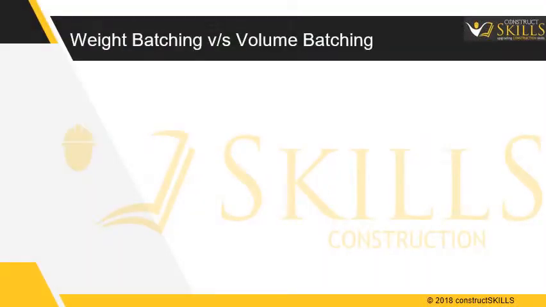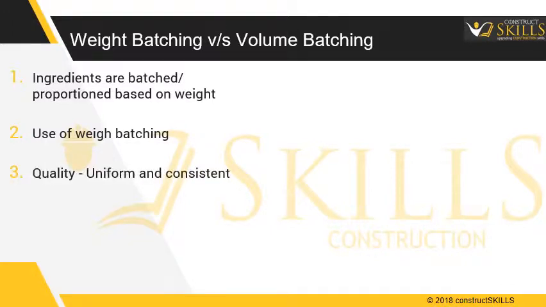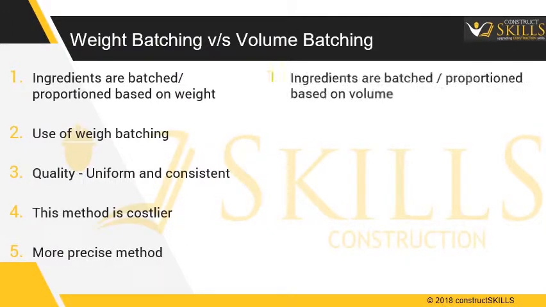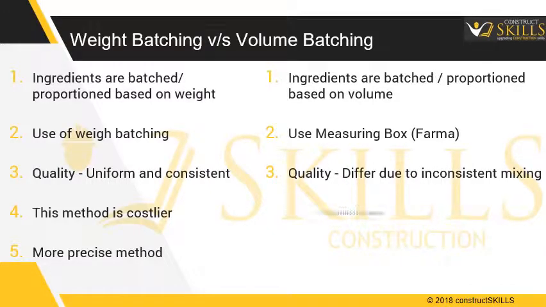Weight batching versus volume batching. In weight batching, ingredients are batched or proportioned based on weight. Quality is uniform and consistent in this method. This method is costlier. However, it is a more precise method. In volume batching, ingredients are batched or proportioned based on volume. By using measuring boxes or farma, we can experience variations in quality due to inconsistent mixing. This method is cheaper and less precise.